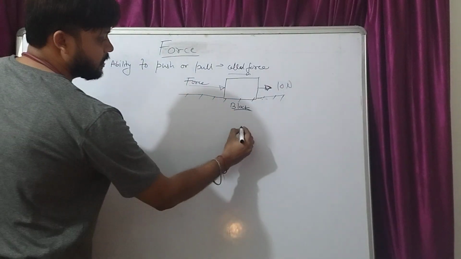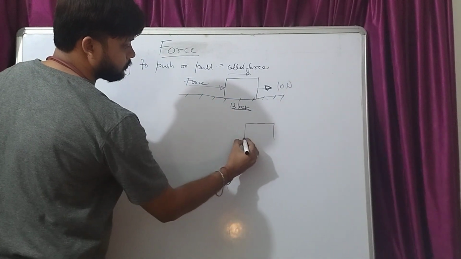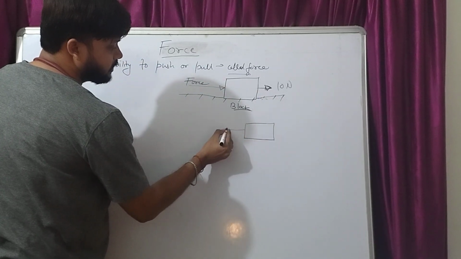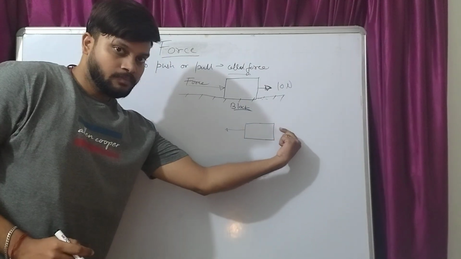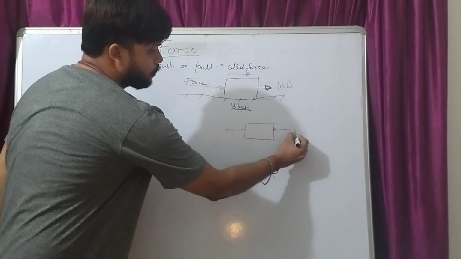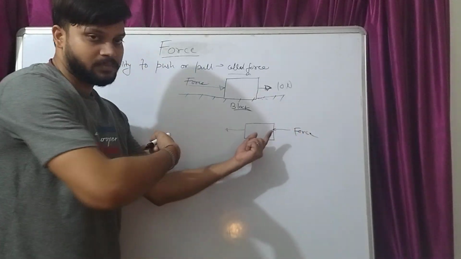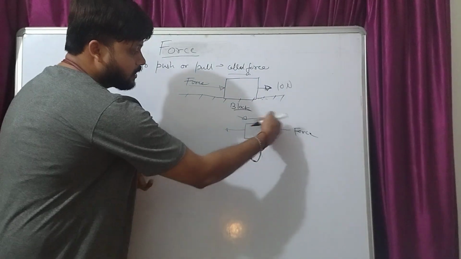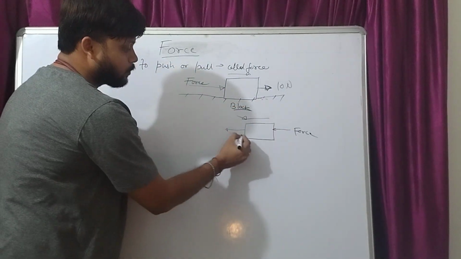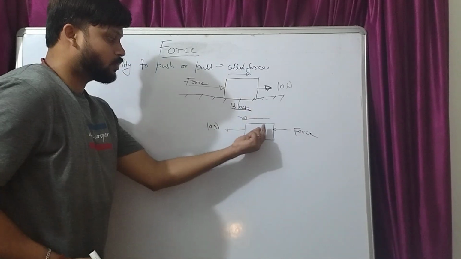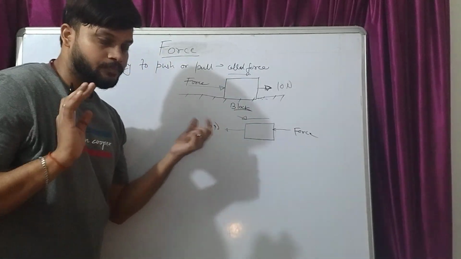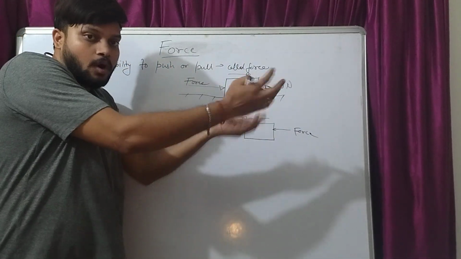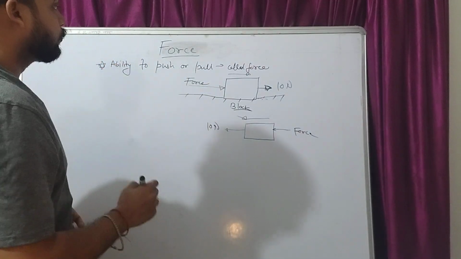In the same way, there is another block. If we apply the force from a different direction, suppose from this direction, then what happens? Force is applied from this direction, so the motion will be in the direction of force. This is the direction of force, so the motion will happen in this direction. Suppose the force is 10 Newton. So what is force? Force is the ability to push or pull something.